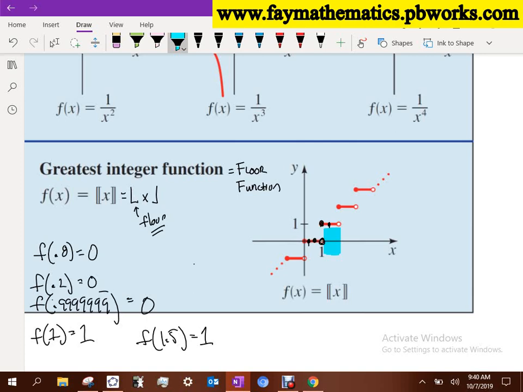But once I hit 2 gigabytes, now I'm going to pay an extra $1 on top of that. Does that make sense? Okay, so that's the idea of a floor function. Now, the reason why we're using this terminology, greatest integer, think about this.